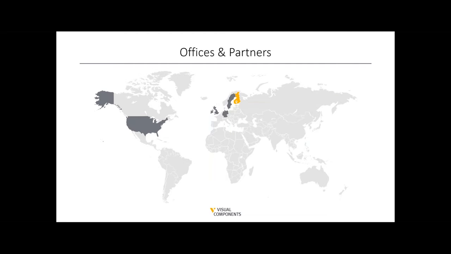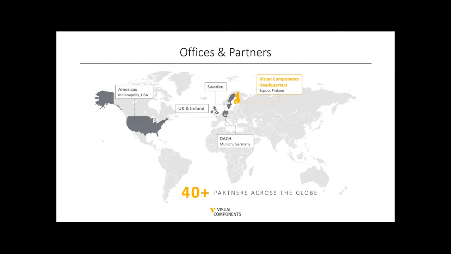When you take a look at our offices, we've obviously got the headquarters in Finland. We've got the office in Germany. Well, I'm in Detroit. Our headquarters is in Indianapolis, and then we've got a couple other direct sellers. And then, of course, a partner network, using their experience and their knowledge of industry and their understanding of process to work with Visual Components to really reach as many people as we can.